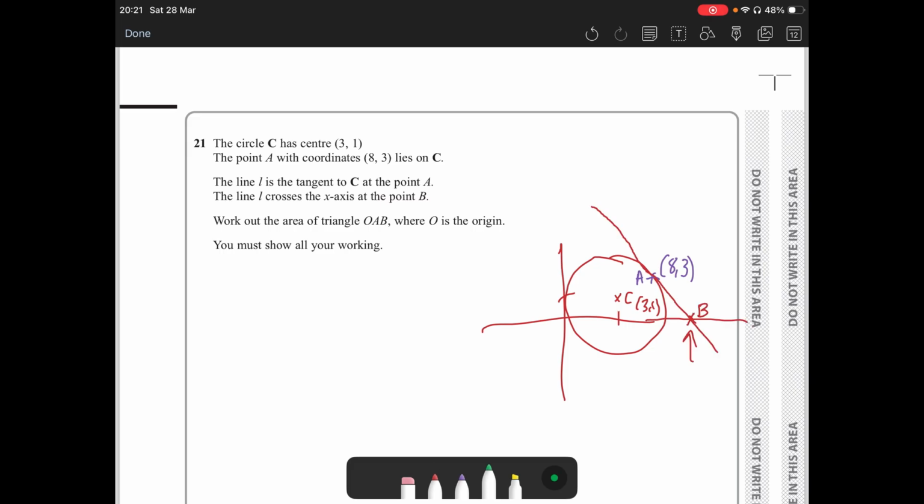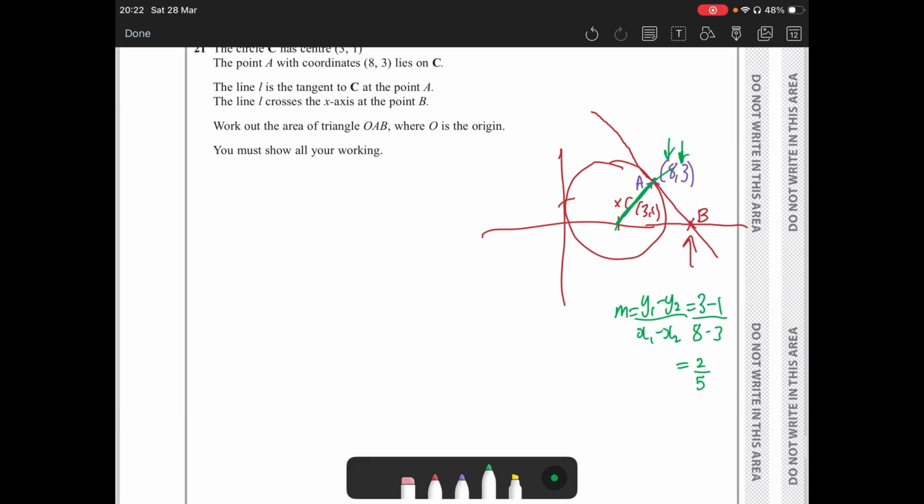So let's work out the gradient here. So the gradient, that green line I've just drawn, the gradient m is the difference in y coordinates. So I'll do y1 minus y2. So it'll be 3 take away 1 divided by x1 minus x2, which will be the same. And we've got to take them away in the same order. So if you choose 3 first, which I did, I will start by saying 8 take away 3. So the gradient would be 2 on the numerator and on the bottom would be 5.